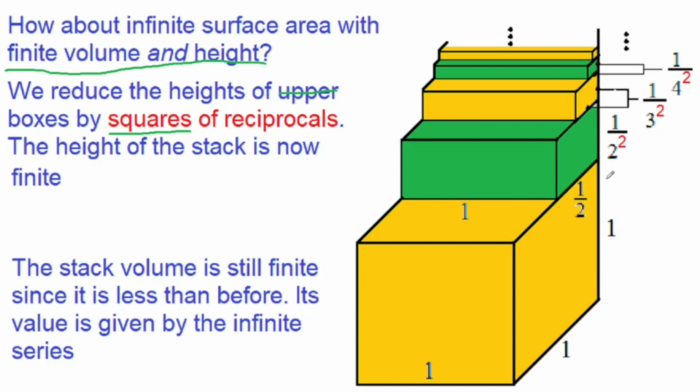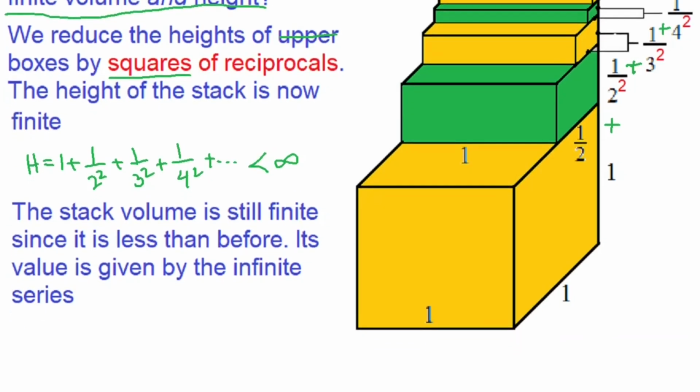If I add up the lengths of the sides of the boxes, I get the Euler series: height is 1 plus 1/2 squared plus 1/3 squared, 1/4 squared, and so forth. And we already know that that is finite. So the stack has finite height. And because it's shorter than the stack with infinite height, we expect that its volume is also finite. And that's not hard to show. Let's look at the volumes here and see what we get.